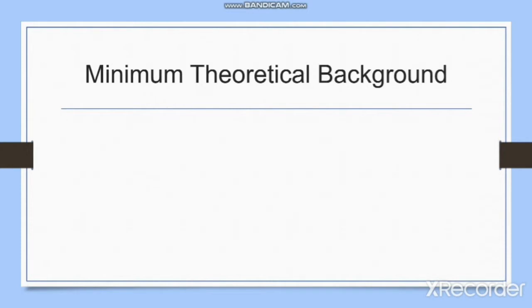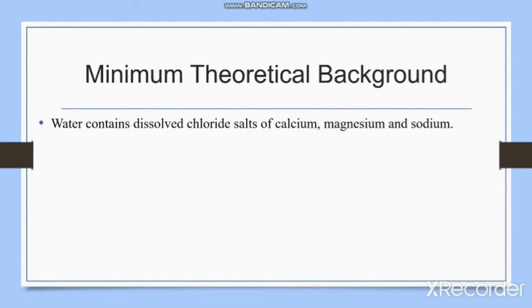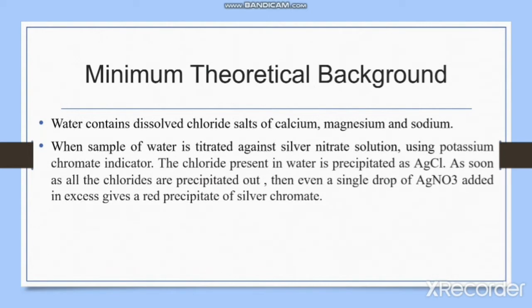Minimum theoretical background behind the experiment. Water contains dissolved chloride salts of calcium, magnesium and sodium. When a sample of water is titrated against silver nitrate solution, using potassium chromate indicator, the chloride present in the water sample is precipitated as silver chloride. As soon as all the chlorides are precipitated out, even a single drop of silver nitrate added in excess gives a red precipitate of silver chromate.